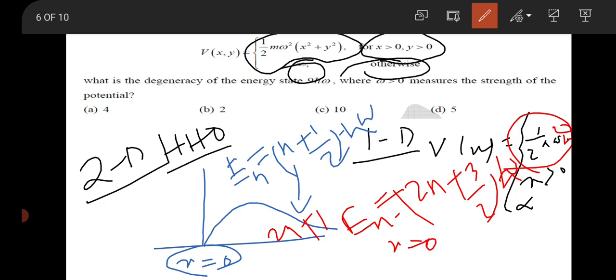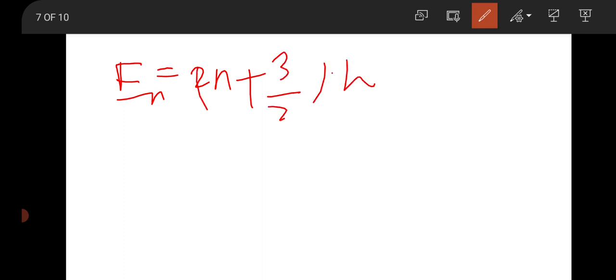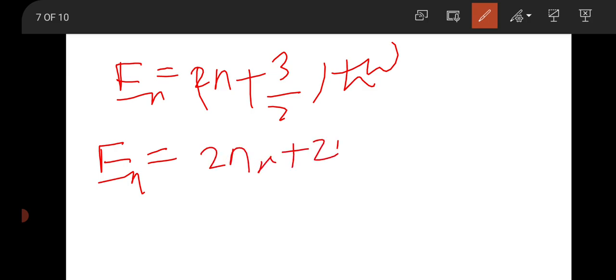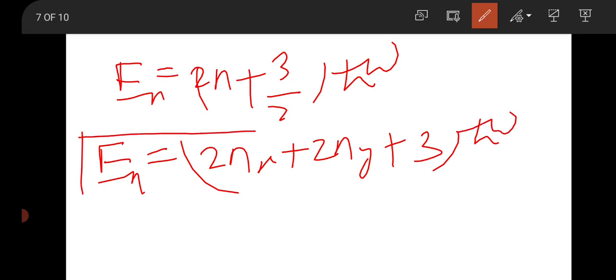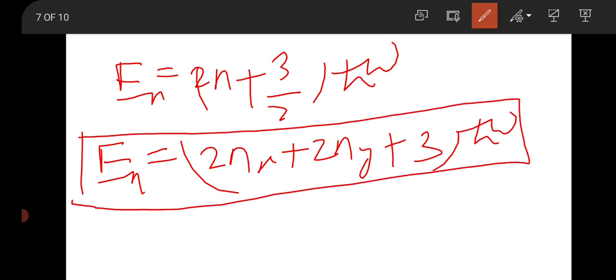So first of all we got the energy eigenvalue for the one dimensional half harmonic oscillator, which is En equal to (2n plus 3/2) ħω. But the question is about the two dimensional half harmonic oscillator. So the total energy will be due to the x component and y component. So it will be (2nx plus 2ny plus 3/2 plus 3/2), that is 3, ħω. So this is the total energy of the two dimensional half harmonic oscillator.